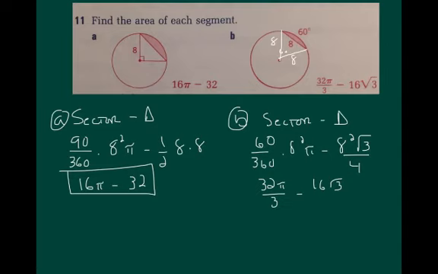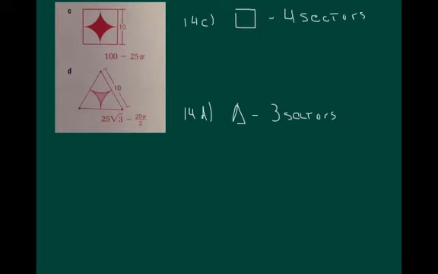Okay, let's take a look at a couple more problems. Number 14. 14C and D kind of give you a look at how to do all of 14. And you can see that in part C, we're trying to find the shaded region, which is really just a square minus the 4 sectors, or 4 quarter circles. Well, we know that the square is going to be 10 squared. And the 4 quarter circles could be found by multiplying 4 times each one of these 90-degree angles.